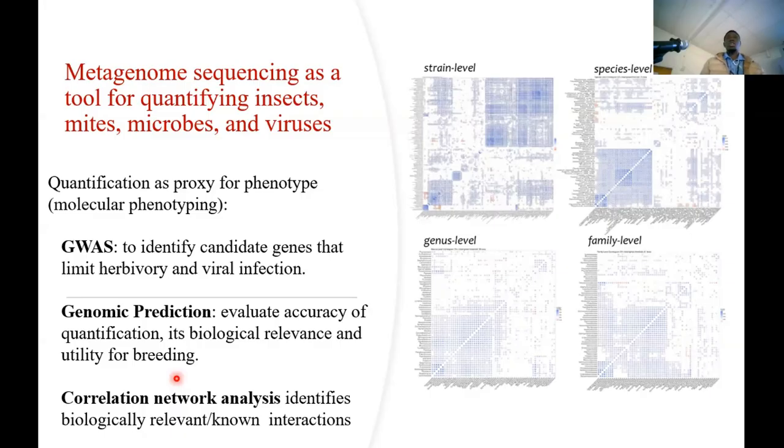So we also use correlation network analysis to identify biological relevance and then unknown interactions within the microbial host. So this proved to us, with the analysis, that strain and species level resolution is crucial for microbial analysis, where we capture more microbial hosts than at genus, family, and other resolutions.